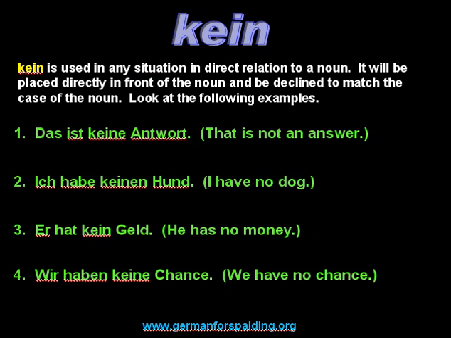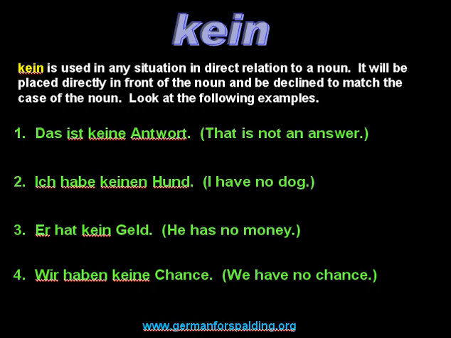Kein is used in any situation in direct relation to a noun. It will be placed directly in front of the noun and be declined to match the case of the noun. Let's look at the following examples. Das ist keine Antwort. That is not an answer. In Old English, you might phrase this as that is no answer. Okay, literally. But in English, we've gotten out of the habit of saying that. We say more, that is not an answer. So das ist keine Antwort.